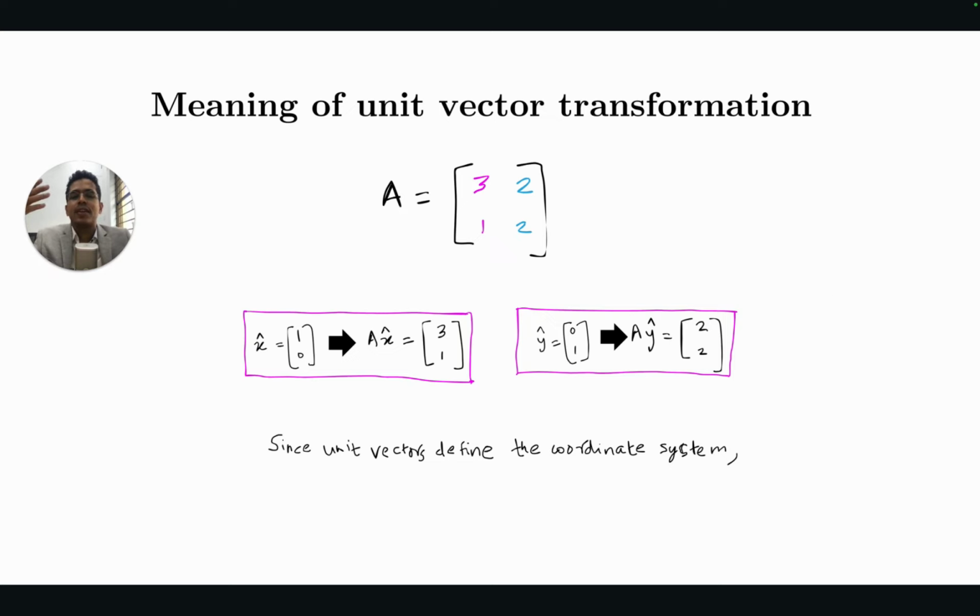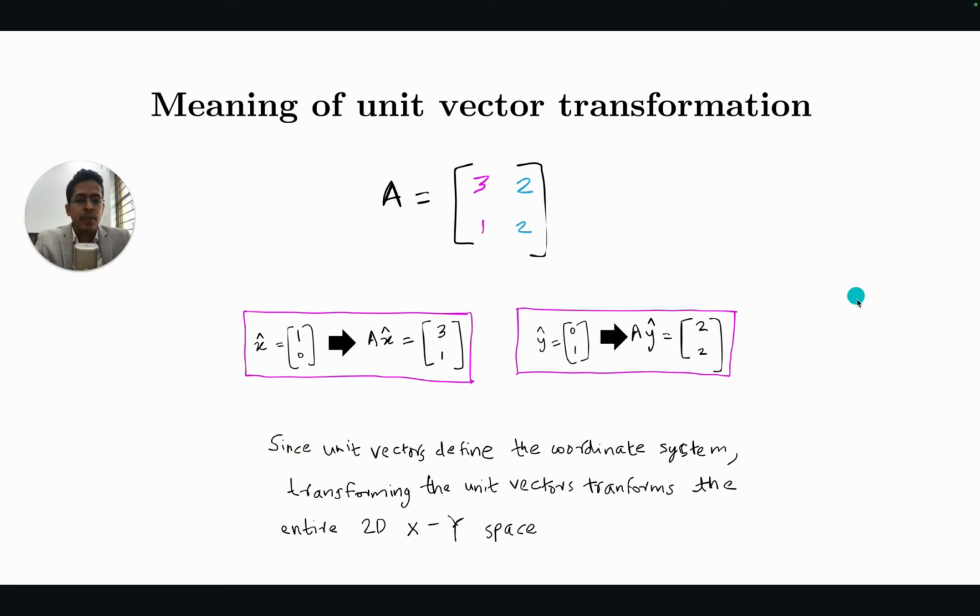So if the new unit vectors are in a different direction compared to the original unit vectors, what that means is the xy axes themselves are getting transformed into a parallelogram shape. It won't stay like a rectangular grid anymore. It may look like a parallelogram grid. So since unit vectors define the coordinate system, when we transform the unit vectors, it transforms the entire 2D xy space. I'll just show you that in a moment. So just have a look at this transformation.